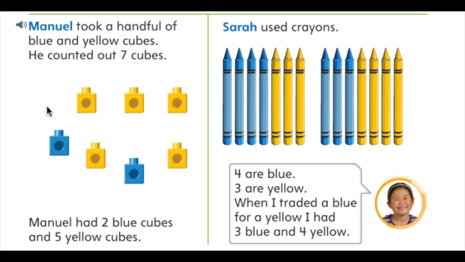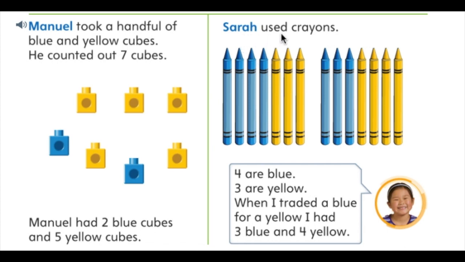So it looks like he picked 1 blue, then he picked some yellow, then he added another blue and another yellow. It says Manuel had 2 blue cubes and 5 yellow cubes. And if we count 1, 2, 3, 4, 5, 6, 7, he has exactly as many as we're supposed to have. This is how another friend solved it.